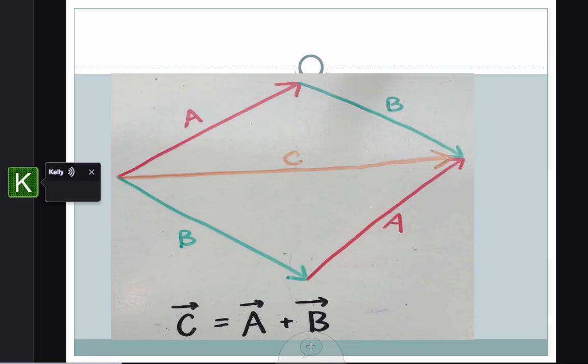The line of C cuts through the middle and connects with both the head of A and the head of B. From this diagram, you can conclude that the sum of the line of A and the line of B equals the line of C. This sum represents the displacement.